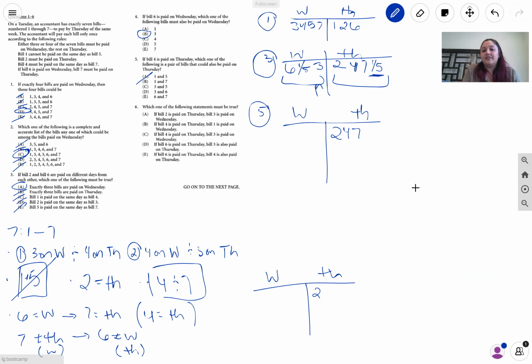B, 1 and 7. I plug it in and I see if it works. If I put 1 here, then I'd put 6, 3, and 5 here. Does this work with my diagram and my rules? Yeah. So this is going to be my answer because I'm looking for could be true. This could be true, so I pick it. Does that make sense to everyone?